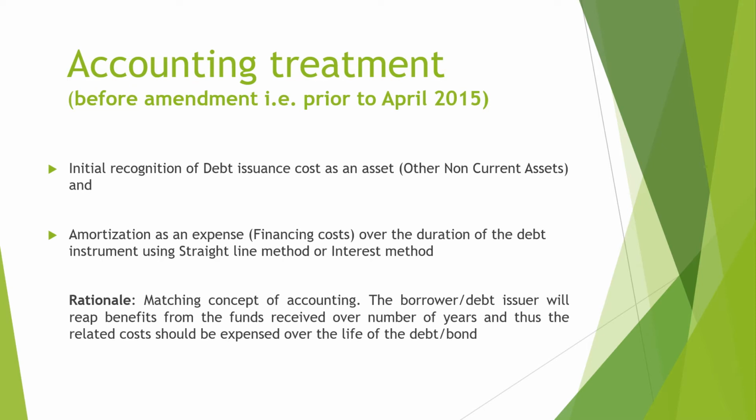Now let us talk about the accounting treatment prior to the amendment made by FASB through ASU 2015-03. Initially, the debt issuance cost is required to be recognized as an asset under other non-current assets and amortized as an expense, which can be termed as financing cost or interest expense, over the duration of the debt instrument using the straight line method, or alternatively the interest method.